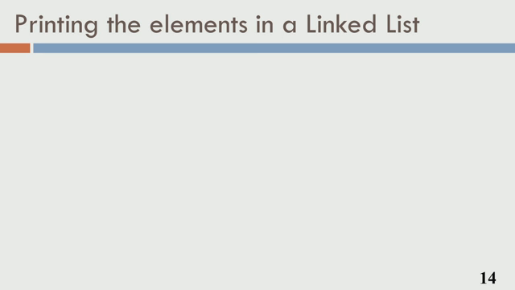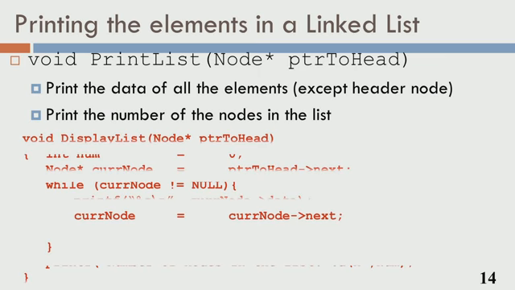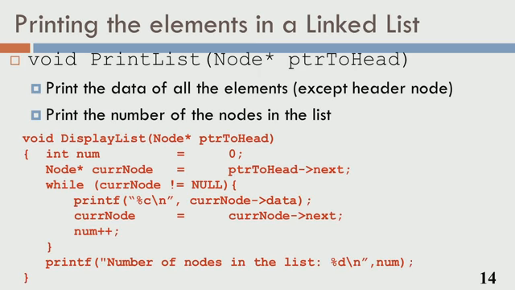How do we print elements in a linked list? Printing the elements is just traversing the list from past the head node till you reach null. I assume that print list is a function which takes a pointer to the head node itself, and we want to print out all the nodes except the head node, and I also want to print the number of elements in the list. So display list is this function, or print list. This should have been print list.